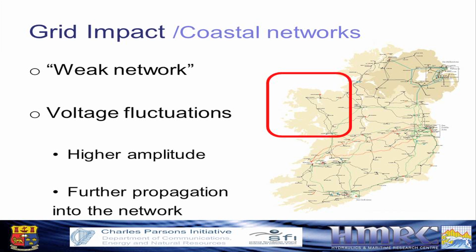And a weak network actually means that for a given power fluctuation, the induced voltage fluctuation would have a much higher amplitude and would propagate much further in the network than if the grid was stronger. So we have a problem with waves that vary a lot, and besides that, the grid doesn't help us. It increases the problem. So that's basically my job, looking at the nature of the impact.